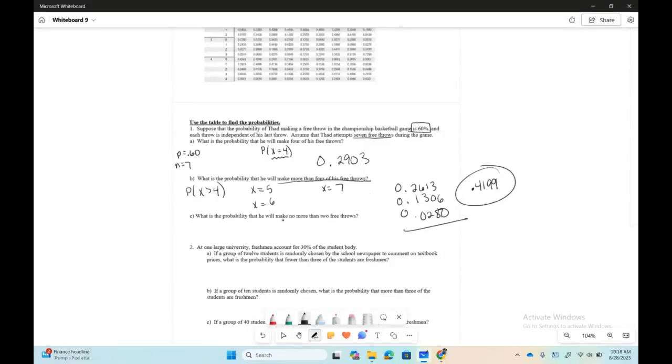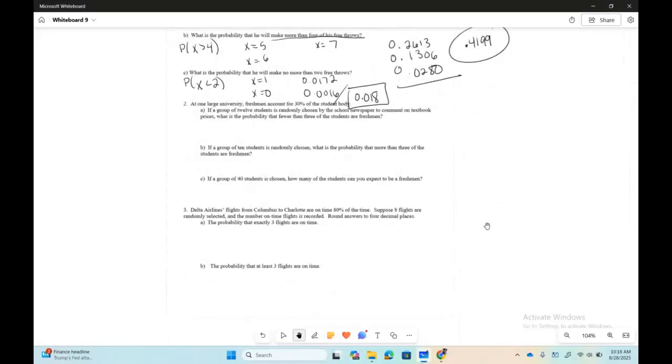Okay. The probability he will make no more than 2 free throws, so that's the probability that x is less than 2. So I would do x equals 1 and x equals 0. I would use that table to find those probabilities in that same area. Just when x is 1 and x is 2, I would add these together and I get 0.018 for my answer.